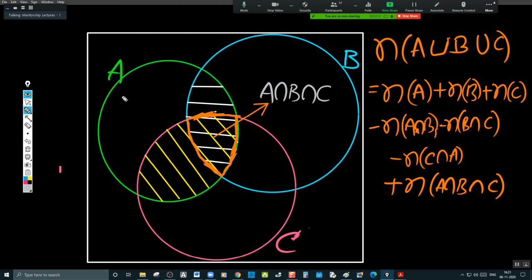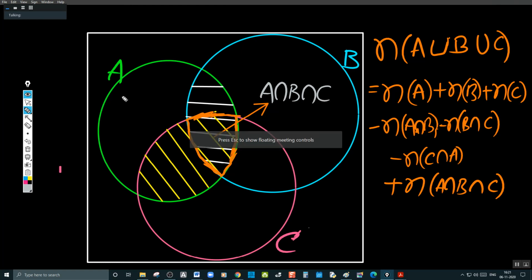In probability further, what you are going to learn in your 12th class, and even for CBSE it is there in 11th itself, the beginning of probability is there in the 11th class itself. So in place of n, P comes, that's it. The same formula will be transformed to probability as P of A union B union C is equal to P of A plus P of B plus P of C minus P of A intersection B minus P of B intersection C minus P of A intersection C plus P of A intersection B intersection C. I hope you understand what I explained.